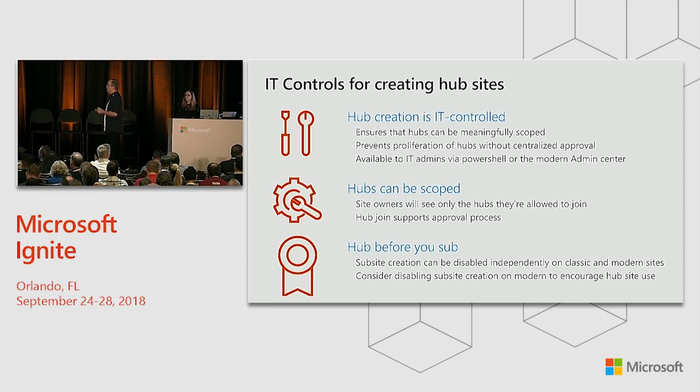Now, the most important one, the one that's closest to Melissa's heart, is we're adopting a hub before you sub approach. One of the controls that we got just recently in the product is the ability to independently control who gets subsites on classic sites and whether they can create subsites on modern sites. So we've left it on for classic sites. We've disabled subsite creation on modern sites in order to encourage hub site adoption internally. I'm sure there are some questions about that, but we'll take those after.